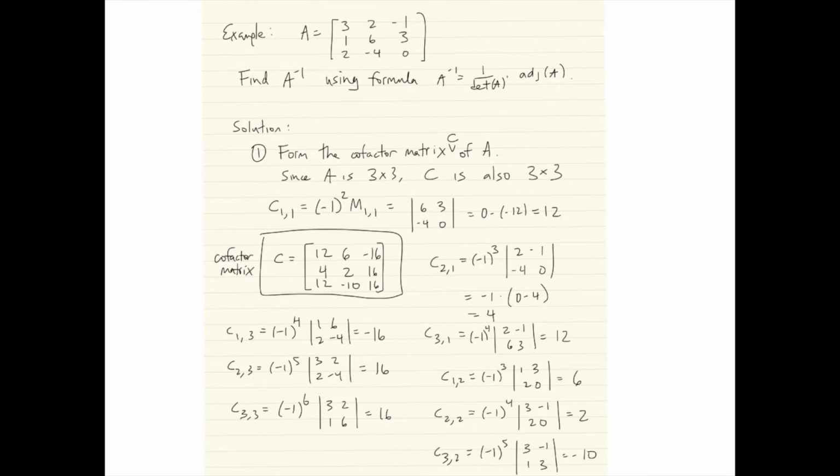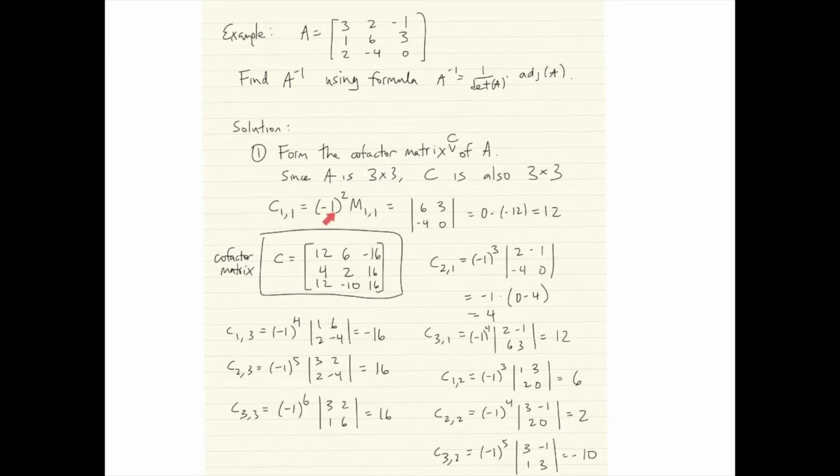Okay, so suppose we have this 3 by 3 matrix, and the question is to find the inverse using this formula that we just introduced. The solution is, we basically need to find the adjoint matrix, and the adjoint matrix is the transpose of the cofactor matrix. So we need to find the cofactor matrix. Since A is a 3 by 3 matrix, the cofactor matrix will also be 3 by 3. And let's find the 1,1 entry of the cofactor matrix.